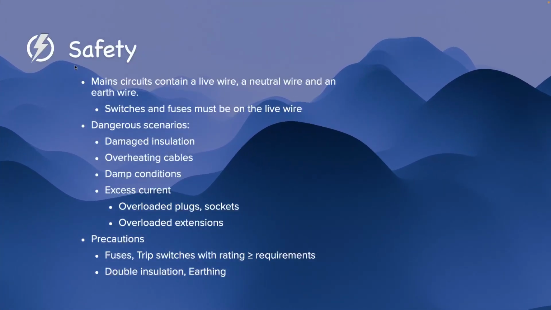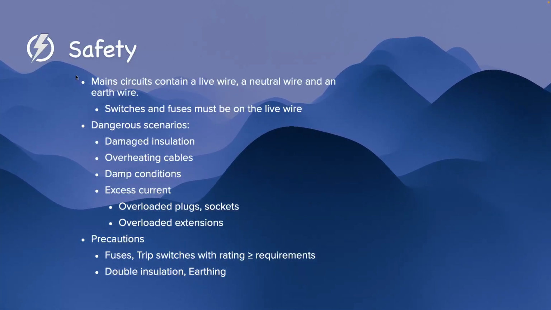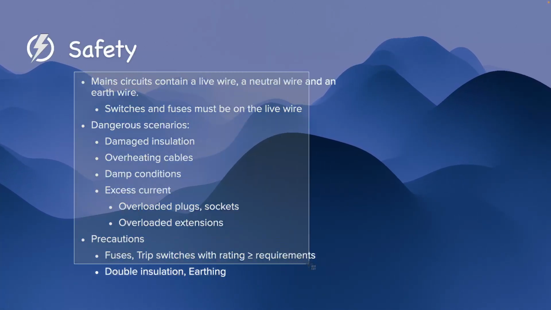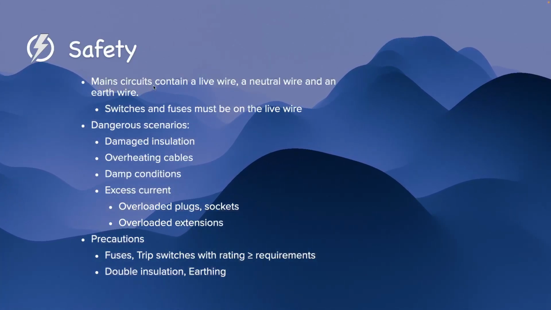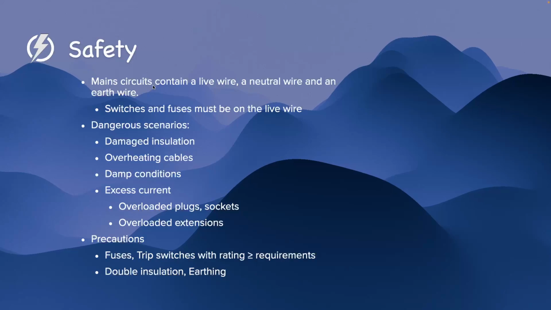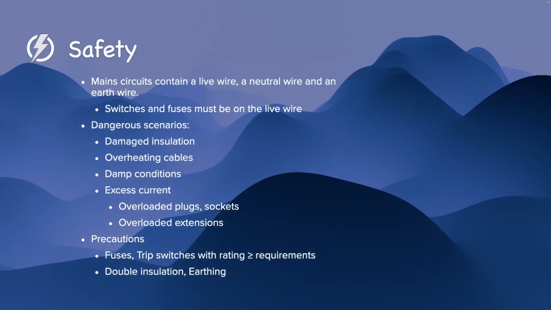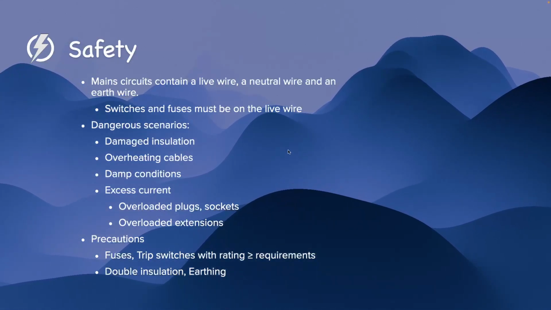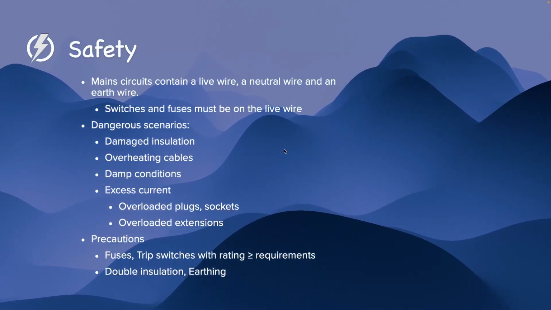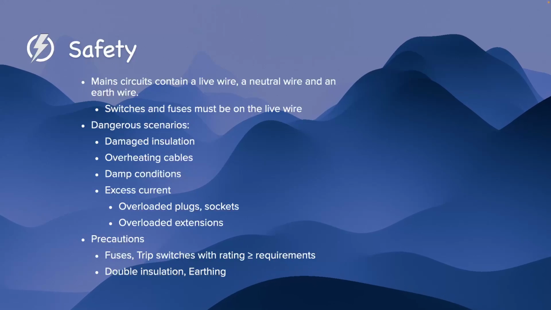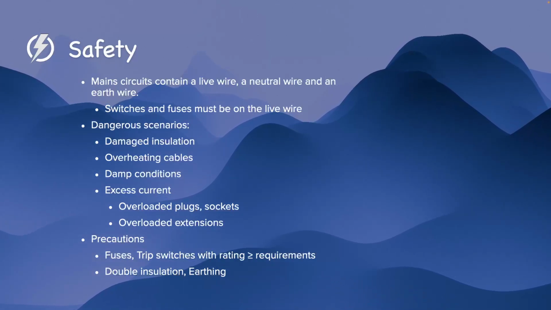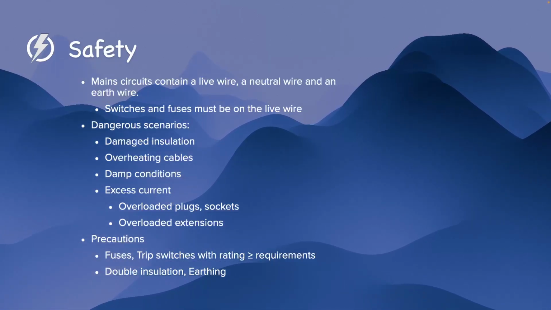So these are the points of safety that you have to know when you're designing or working your way through a circuit. So mains circuits usually contain a live wire, neutral wire, and an earth wire, which is used along with your insulation to make sure that no current gives a shock or electrocutes the user of a circuit, which could be a really dangerous phenomenon or event.